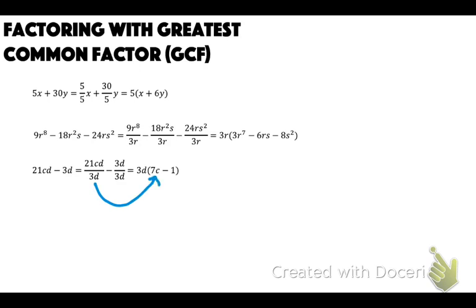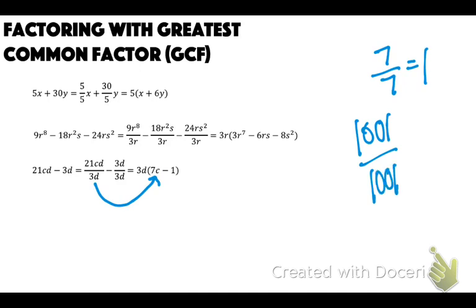And D divided by D cancels. 3D divided by 3D, anything divided by itself. So if you had like 7 divided by 7, that would equal 1, right? If you had 1001 divided by 1001, that would equal 1. If you had x divided by x, it equals 1. It always equals 1. This is a big misconception in math. A lot of students think it equals 0.